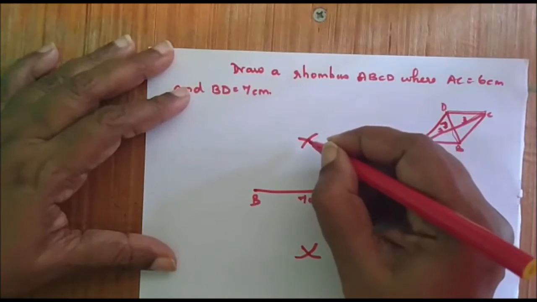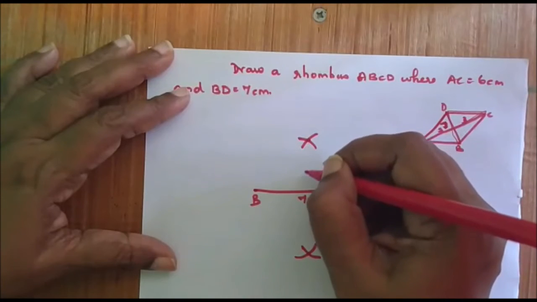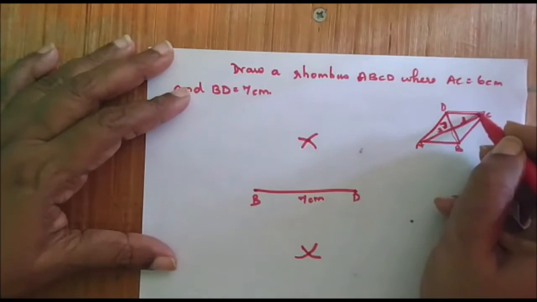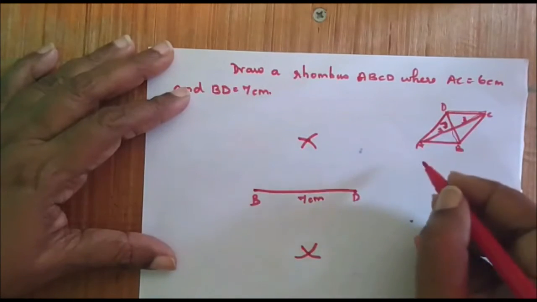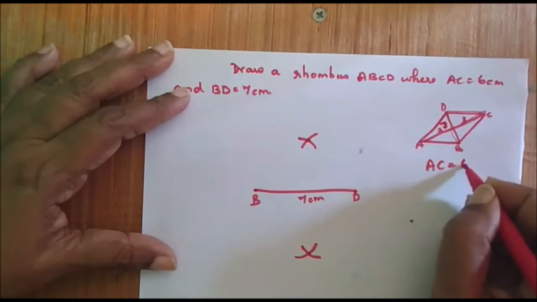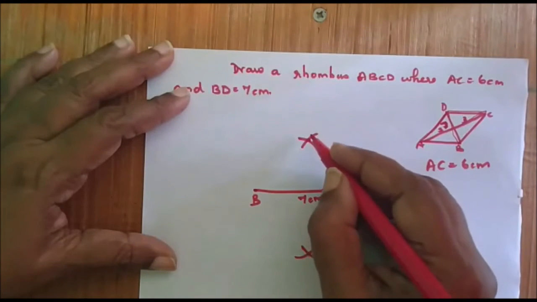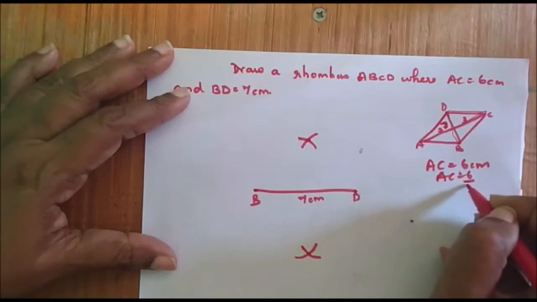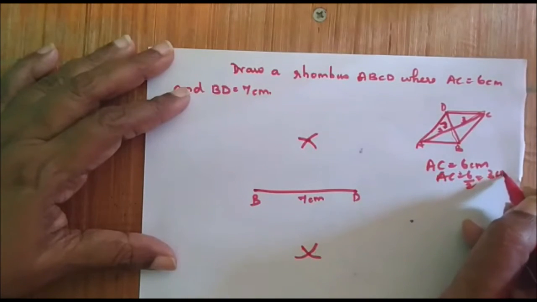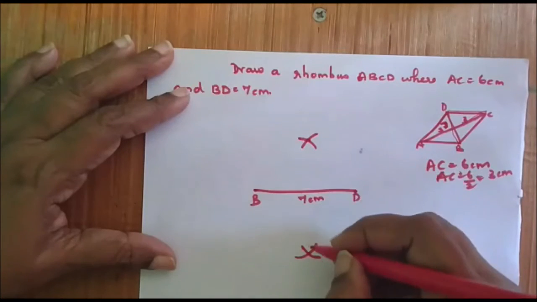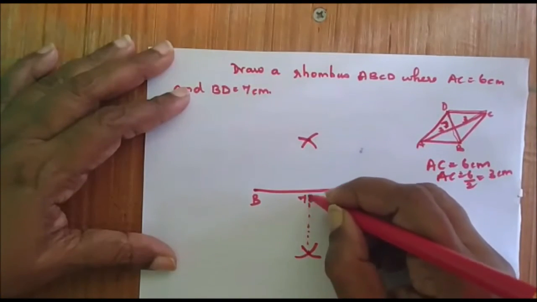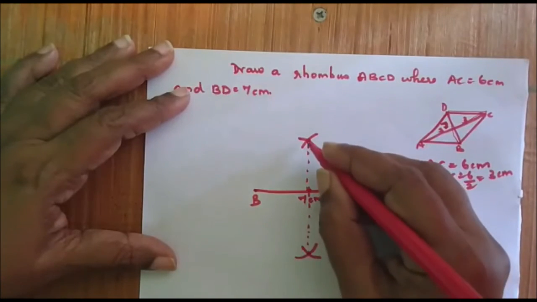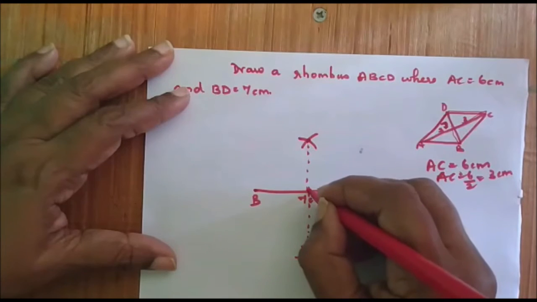But I do not know the exact length where I have to keep my other points, that is A and C. So for that what I'll do, I have been given that AC is equal to 6 centimeter. Now what is half of AC? Half of AC is equal to 3 centimeter. Since it is a bisector, what is it? It is a perpendicular bisector. This will be the midpoint. Okay. So of this perpendicular bisector, this is the midpoint.